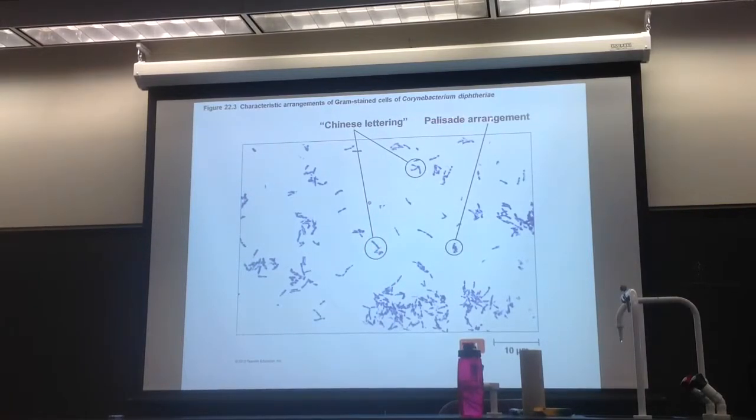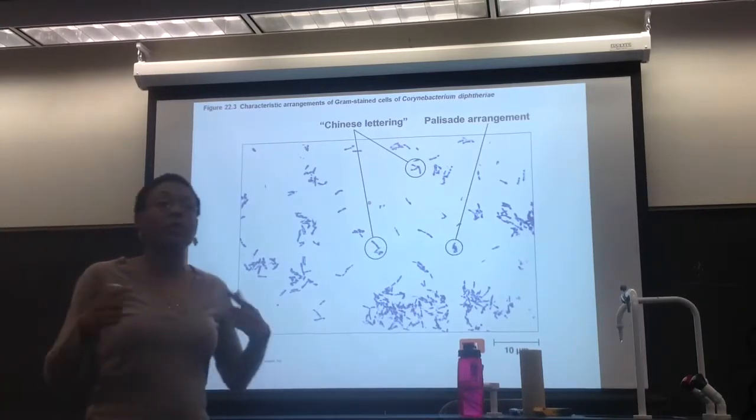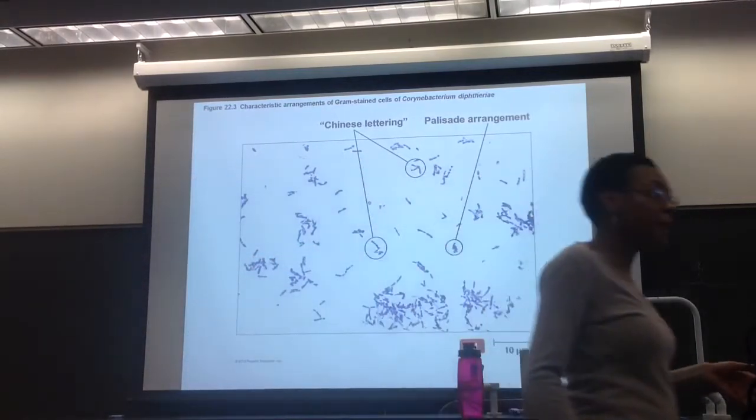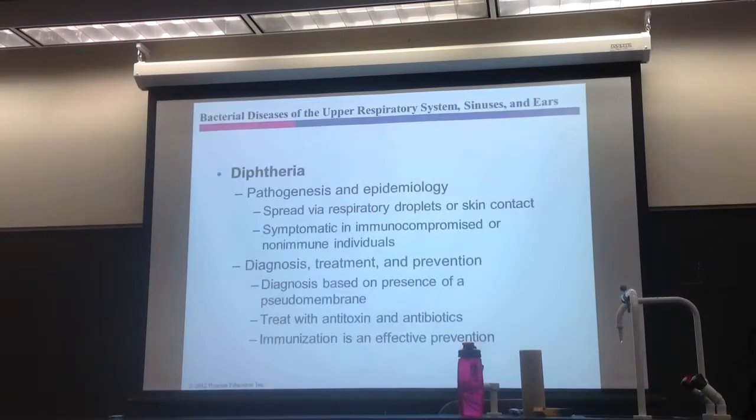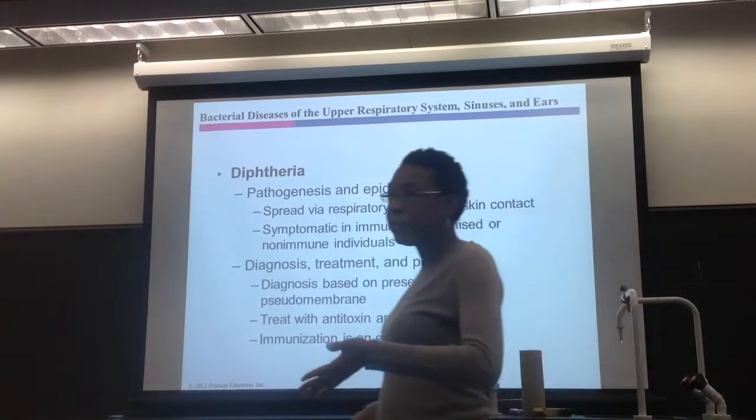But the palisade arrangement is basically that side-by-side cell arrangement, because those cells divide by snapping division and they remain connected to each other. That was like 5 chapters ago, right? Okey-dokey. Same difference: it's spread by respiratory droplets, or even by skin contact. Now, it's symptomatic, meaning you have symptoms, if you're immunocompromised or you did not get the vaccine. Because if you're vaccinated, guess what? You don't have any issues.